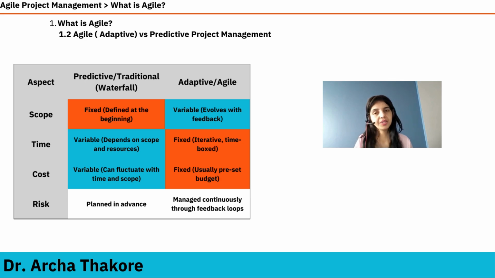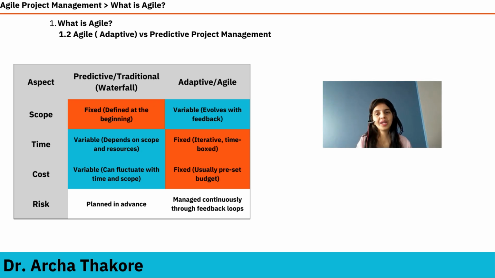Now let's continue our understanding of the difference between predictive and adaptive project management. Now you see here there are four elements, four project aspects that I have put on the left side of the table: scope, time, cost, and risk. Quickly, scope is what needs to be done, time is the time that is needed to complete the project, cost is, of course, the budget and the resources and everything that you need for the project, and risk is, you know what risk is. All right.